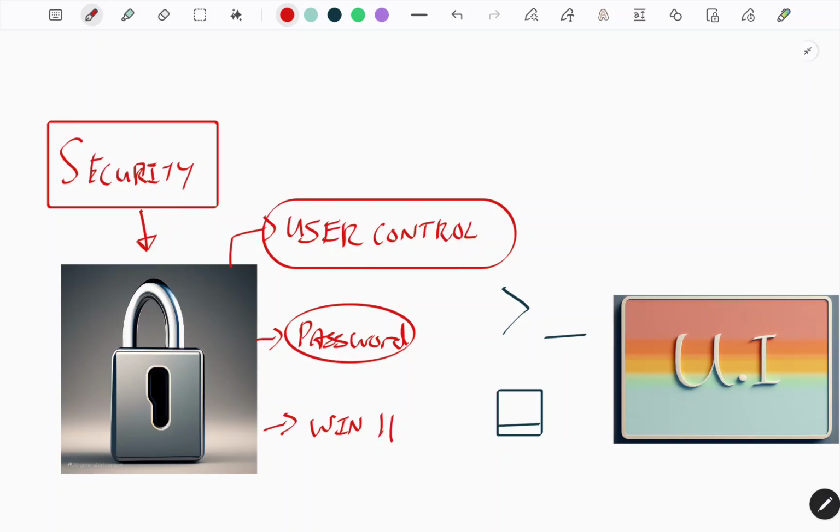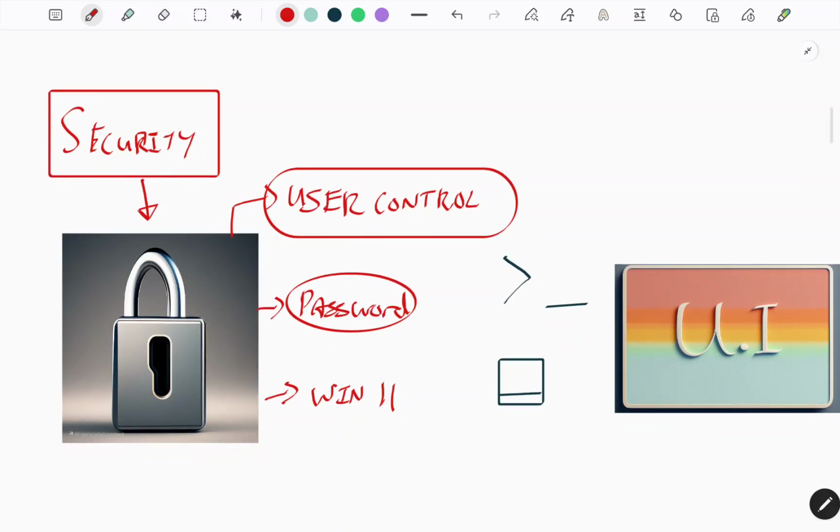Basically, one of the roles besides the three management roles just now is to ensure security, to ensure that your data is secure and your computer is secure. Then we come to the final role of this OS.